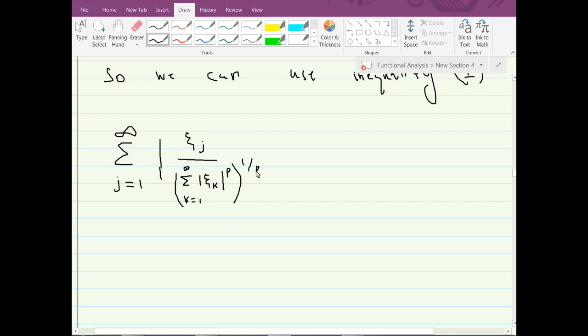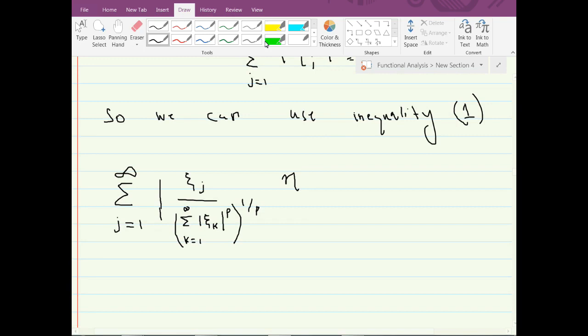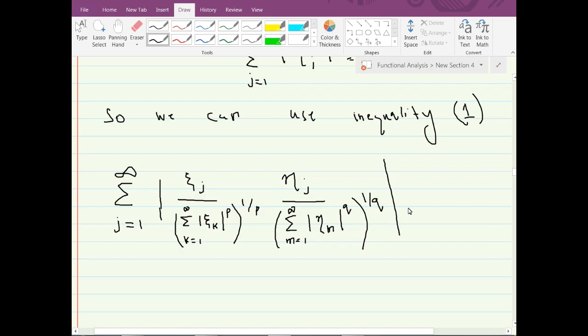Similarly, you will also put the value of eta j tilde in the inequality number 1. The left hand side is under the process, m equal to 1 to infinity of the absolute value of eta m whole power q, and this whole raises to 1 over q, whole absolute value, is less than or equal to 1.